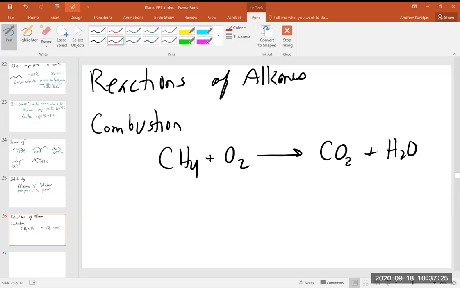And most importantly, energy. So regardless of what alkane you're burning, the products are going to be carbon dioxide and water and energy. And that's why we're able to use them as fuels.